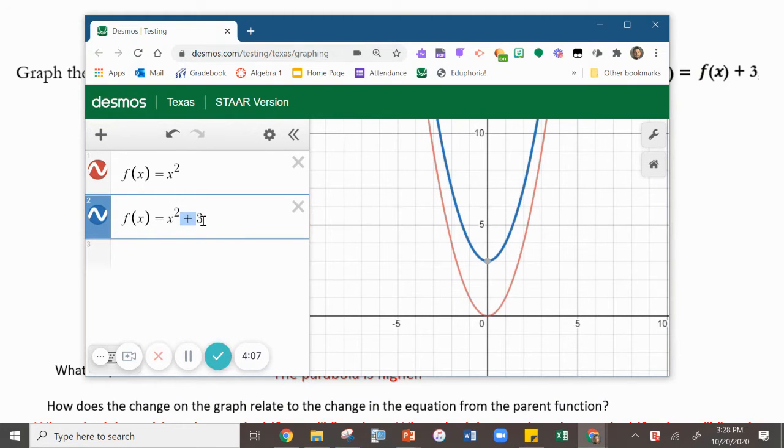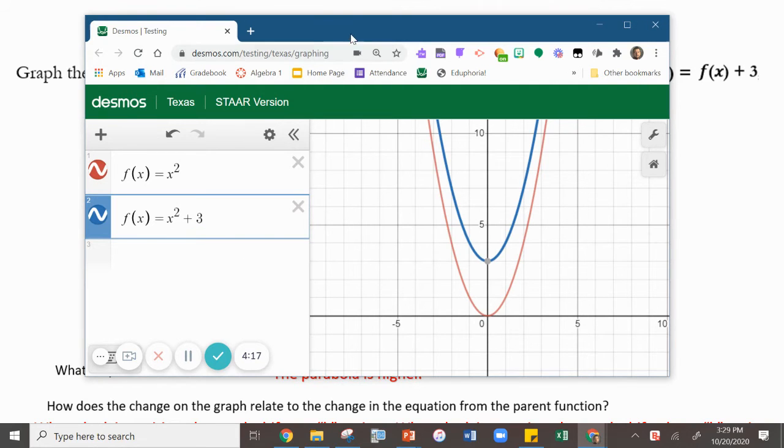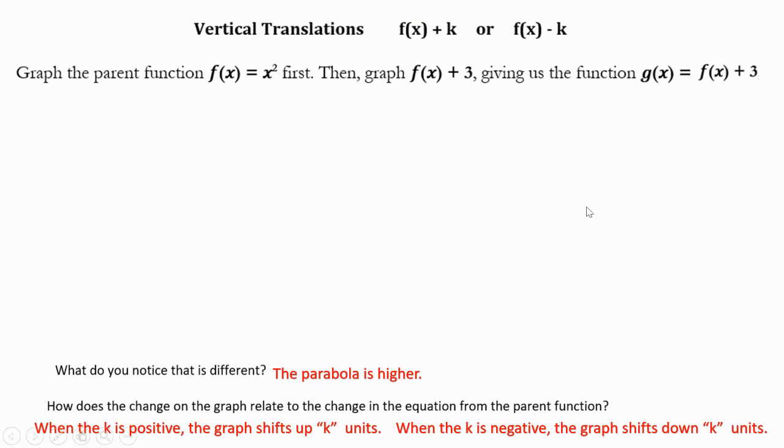But let's see what happens if I make that a minus k. It went from 0 to negative 3. And so you can see that this is shifting it up or down depending on what value of that k is. All right, fantastic. All right, let's go to this one.